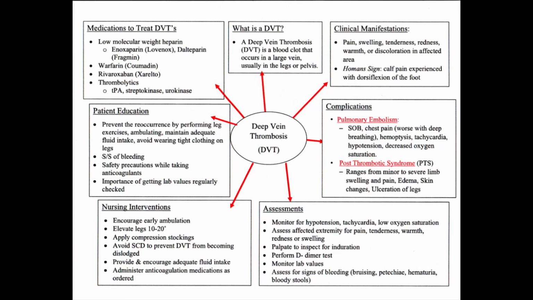Some of the medications to treat DVTs include low molecular weight heparin, such as Lovenox, warfarin, or Xarelto. Another group that can treat DVTs is called thrombolytics, such as TPA, which dissolves existing thrombi and improves blood flow and reduces the risk of the DVT becoming dislodged and traveling to the lungs and causing a pulmonary embolism. But this can only be administered within 3 days of symptom onset.